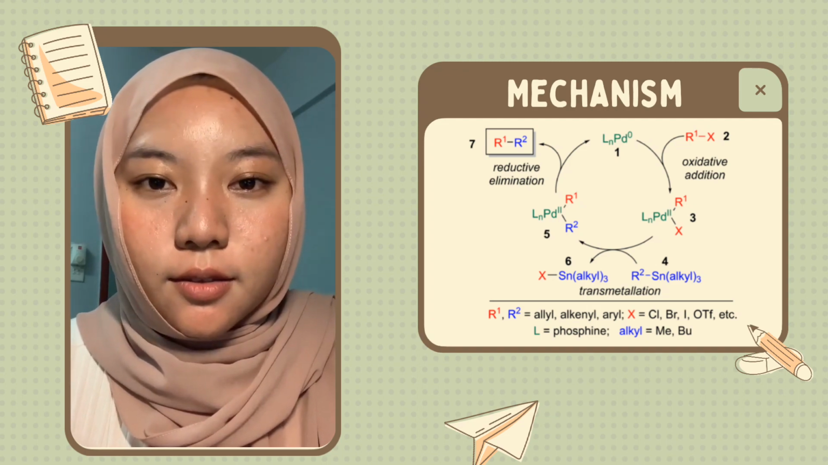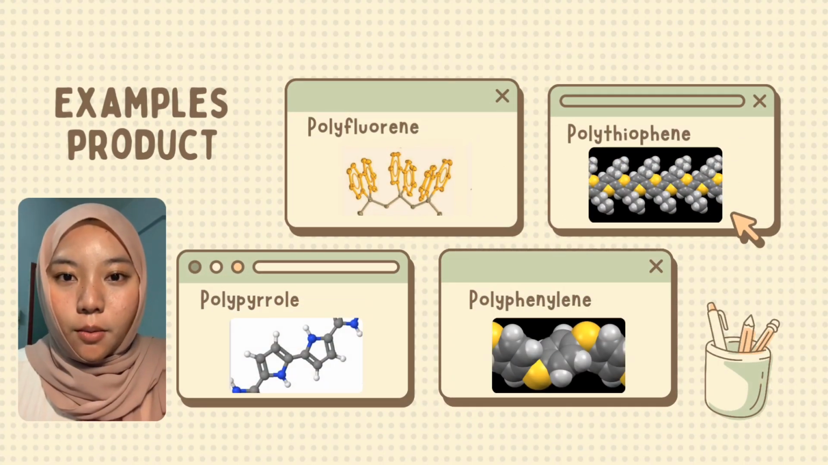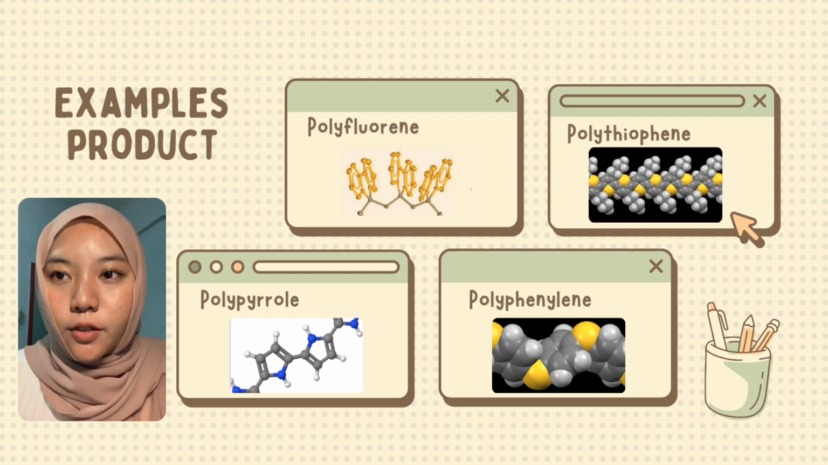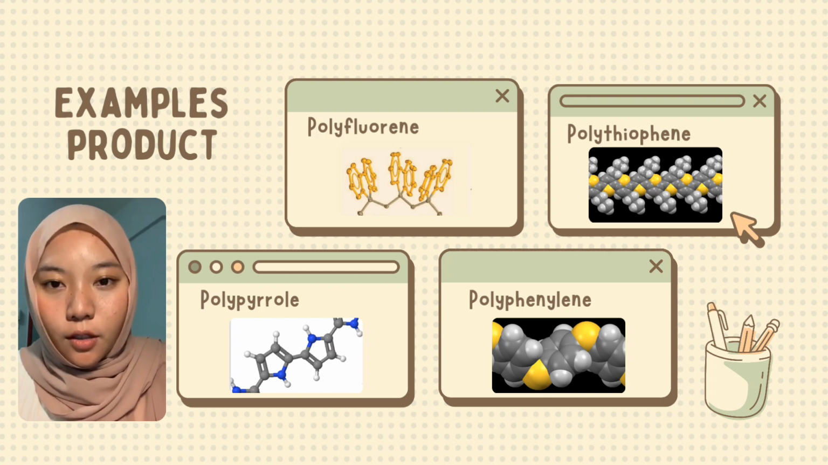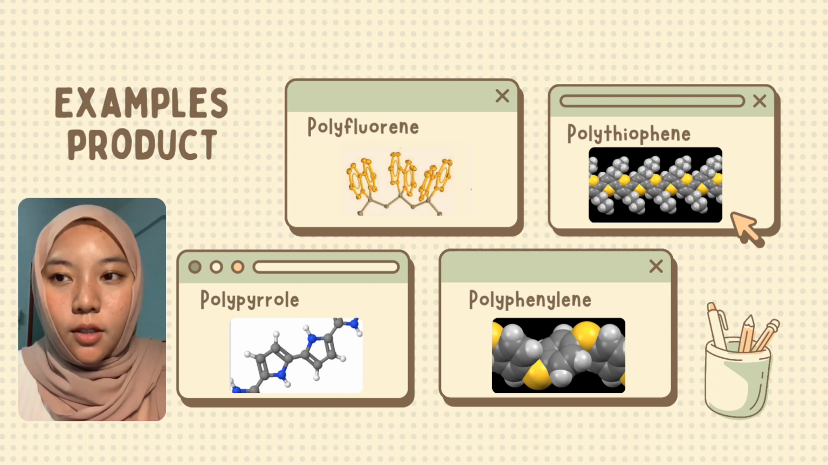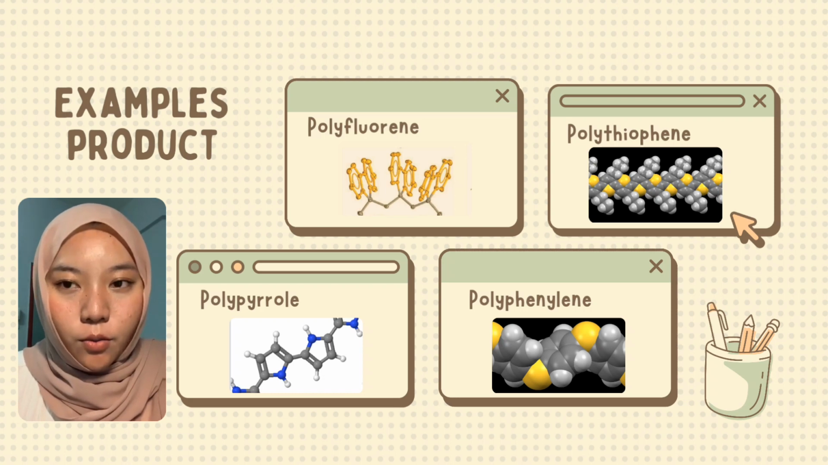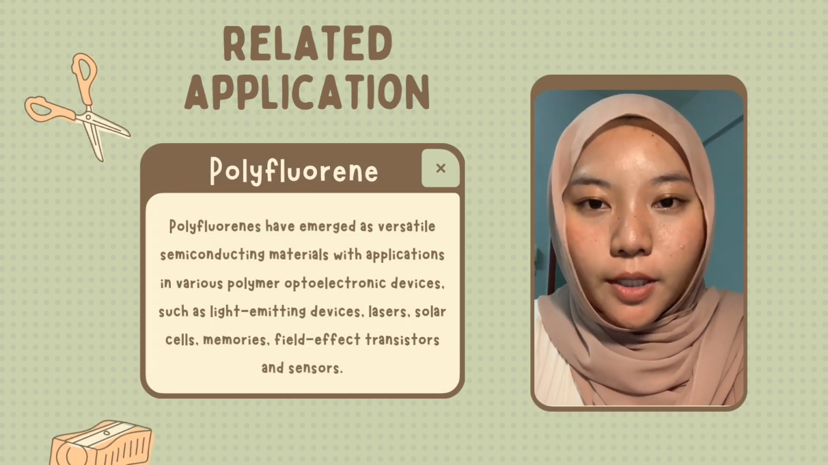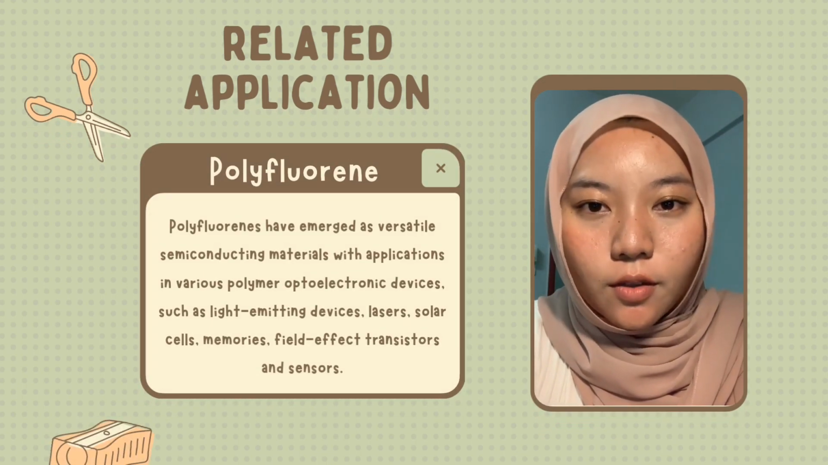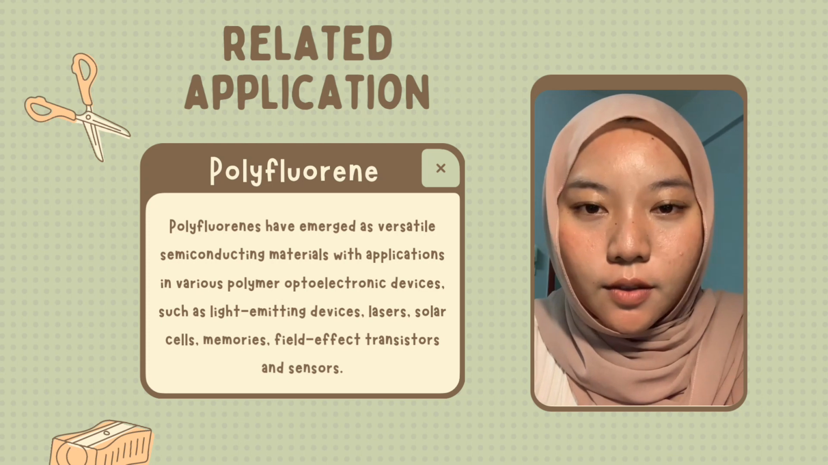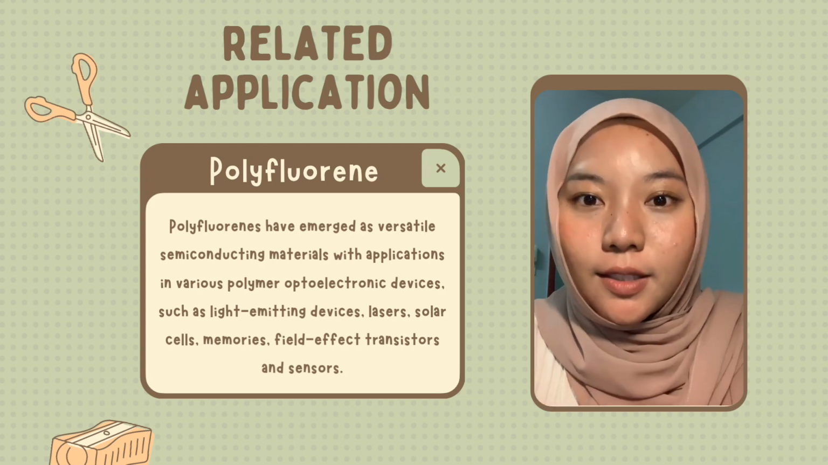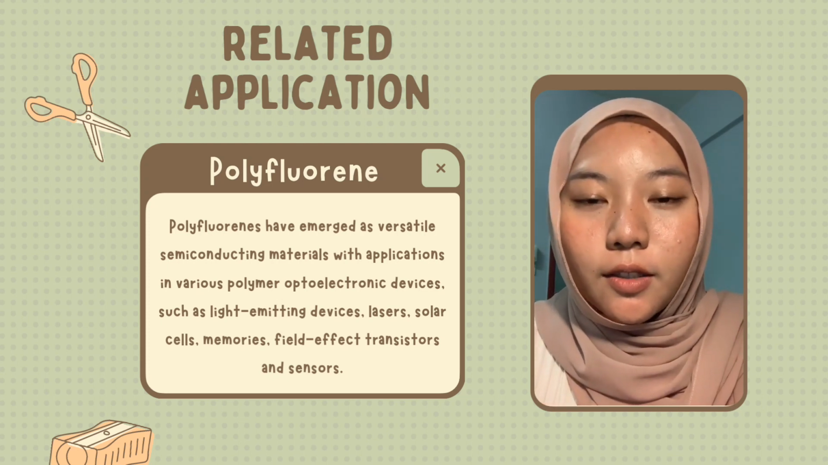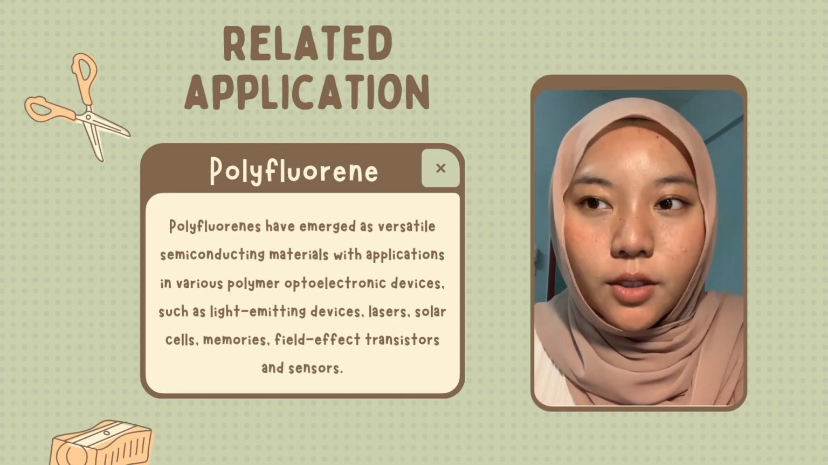Moving on to examples of the product, the first one is polyfluorene, the second one is polythiophene, the third one is polypyrrole, and the last one is polyphenylene. I will be going to explain about the applications of the examples of the products that I have said before. The first one is the polyfluorene.